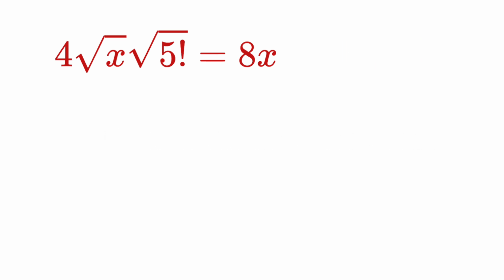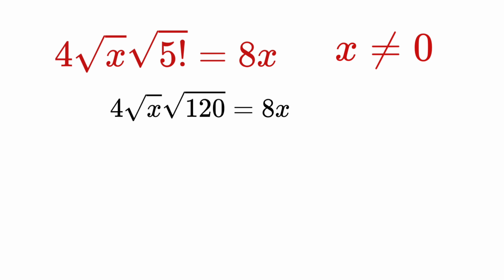So our question is 4 square root of x into square root of 5 factorial is equal to 8x, but we have a condition that x is not equal to 0. Substitute the 5 factorial in the equation. Then we have 4 square root x into square root of 120 is equal to 8x.